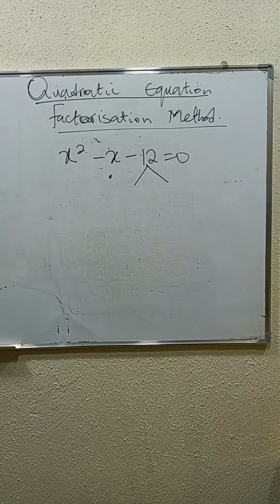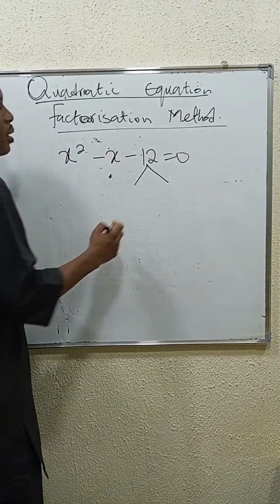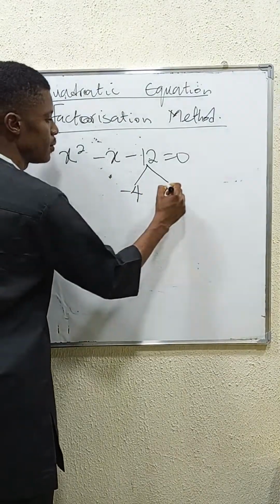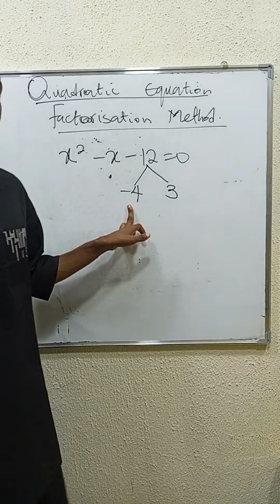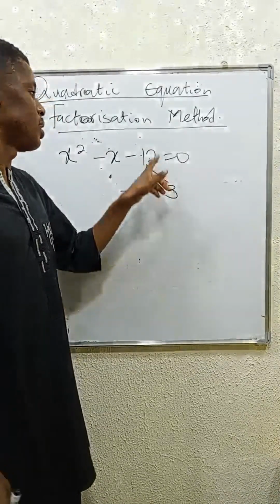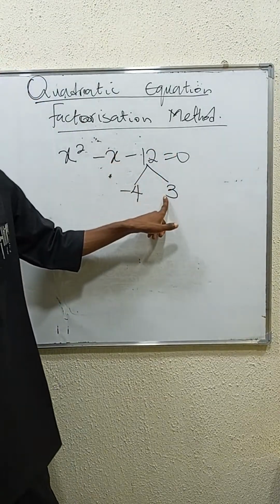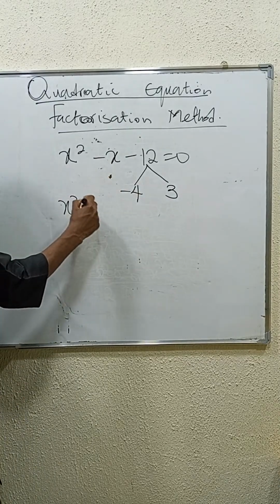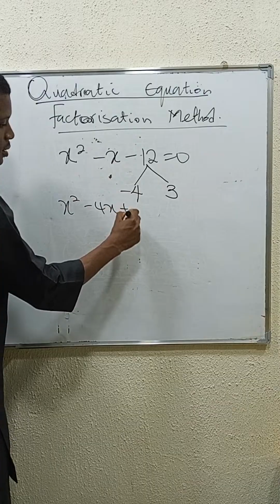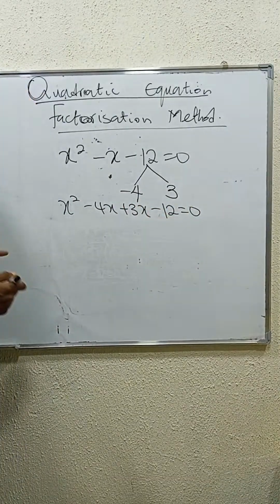You can see that the pair can also yield minus 1. If you multiply minus 4 and plus 3, minus 4 times plus 3 is minus 12, and minus 4 plus 3 is minus 1. So we can now say that x squared minus 4x plus 3x minus 12 is 0.